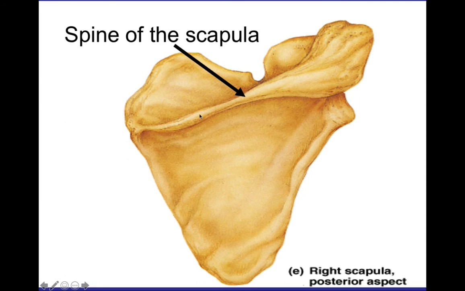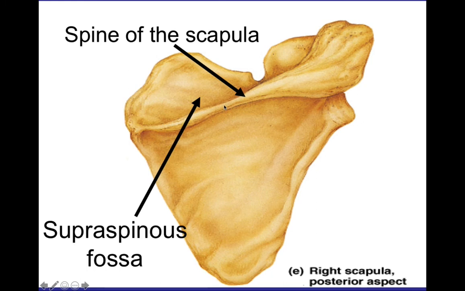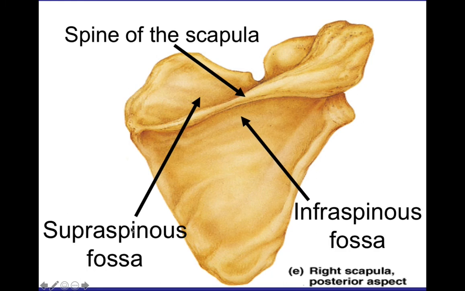The spine of the scapula will separate 2 major fossa, namely the supraspinous fossa and the infraspinous fossa. Now, each of these terms are nicely named based on exactly what they look like. These are both fossa. It's a basin-like structure. So this fossa is superior to the spine of the scapula, hence why we name it the supraspinous fossa. This fossa is inferior to the spine, and that's why we call this the infraspinous fossa.